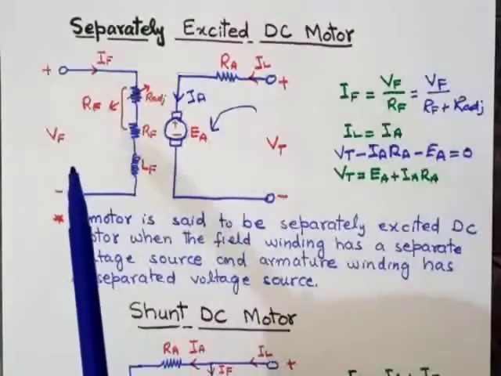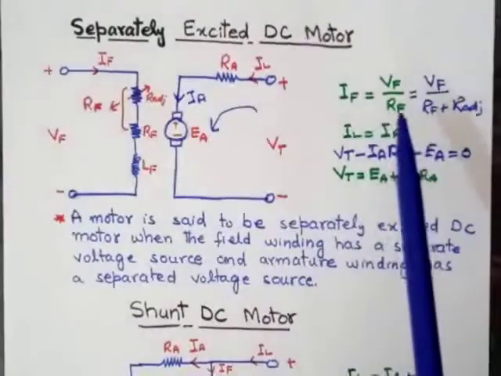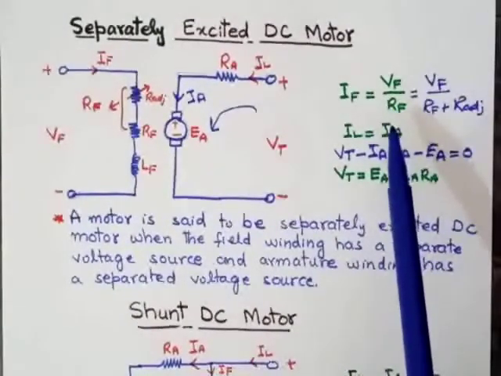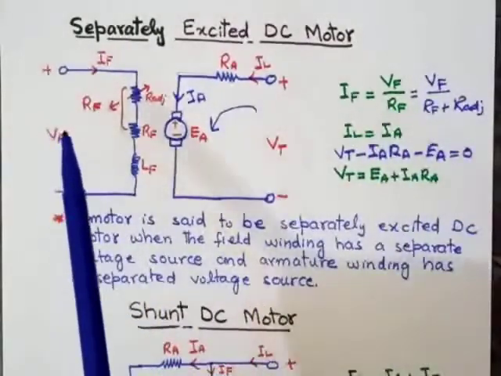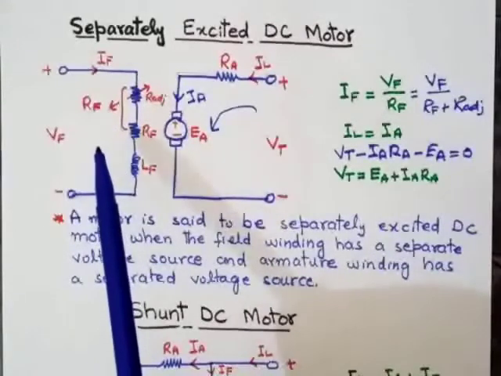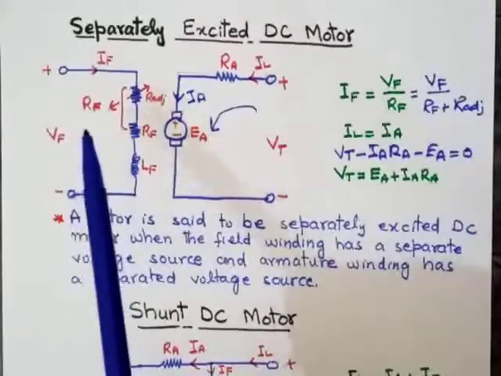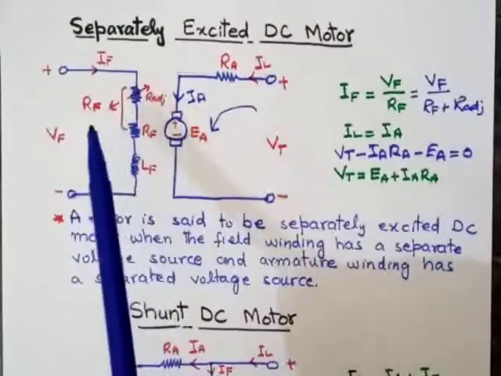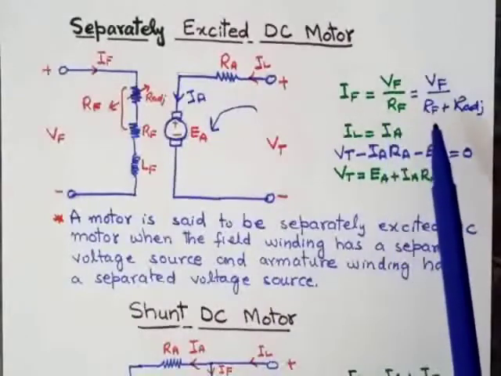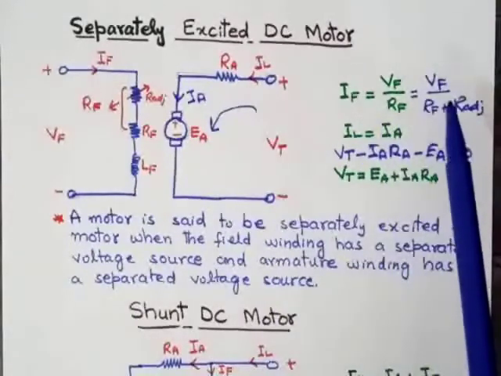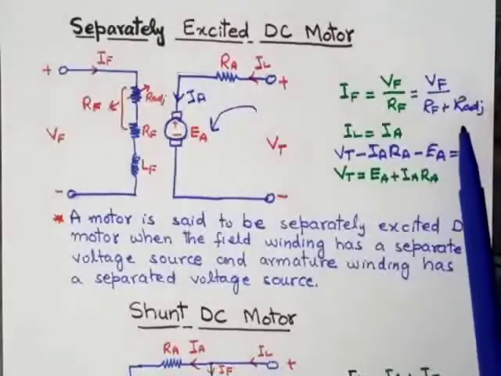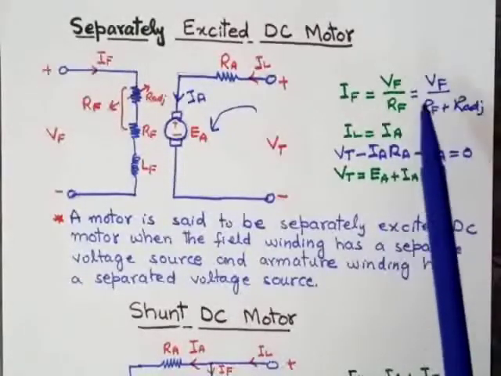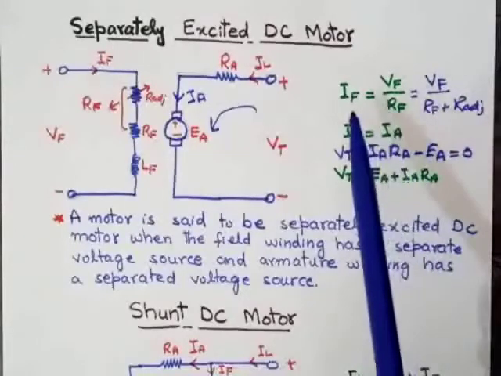At this side of the circuit, according to Ohm's law, If will be equal to Vf over Rf, that is, voltage divided by the total resistance. As we know, Rf is equal to Rf plus R adjustable. Putting the value of Rf in this equation, we get If equal to Vf over (Rf plus R adjustable). By using this formula, we can find the current through the field winding.